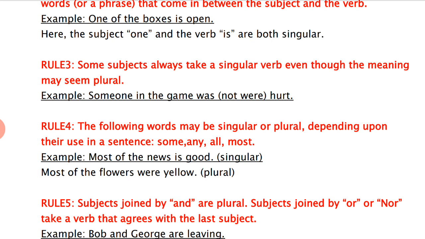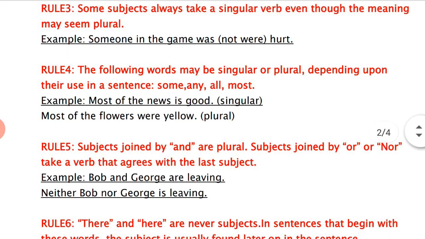How many singular verbs are there? Is, does, has. Okay, and any verb that takes s or es in the end. So someone in the game were hurt? No. Someone in the game was hurt. That's the correct one.